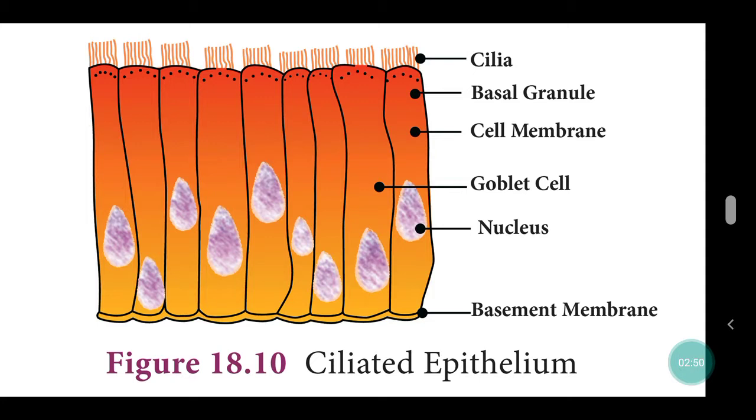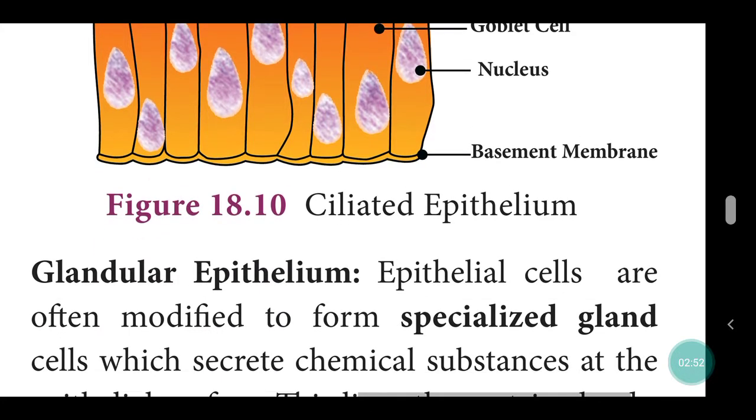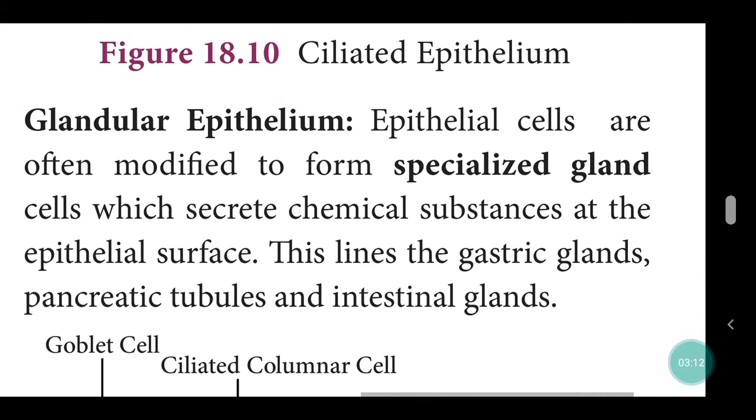Next we are going to see about glandular epithelium. It comes under simple epithelium. Already we have seen simple epithelium. What are the simple epithelia? Squamous epithelium, cuboidal epithelium, columnar epithelium and ciliated epithelium. Next one, glandular epithelium.